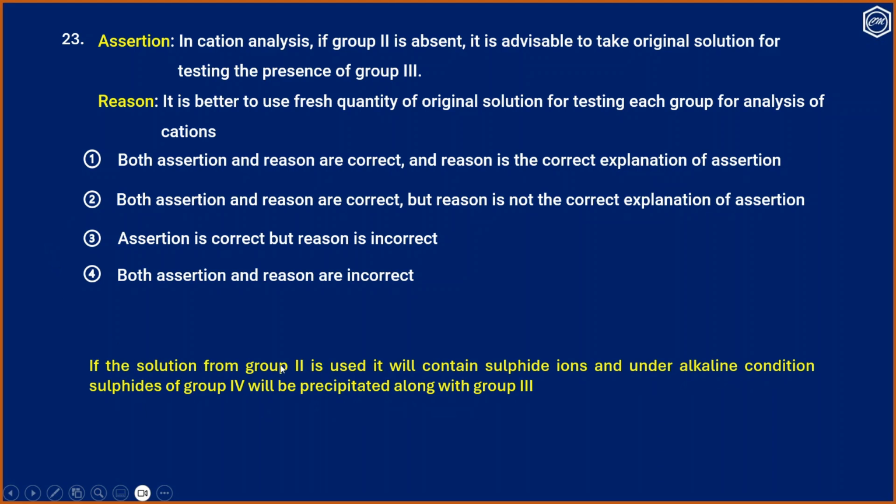If the solution from group 2 is used, it will contain sulfide ions. Under alkaline condition, sulfides of group 4 will be precipitated along with group 3. So therefore assertion is correct. The use of fresh quantity of original solution for testing each group for analysis of cations may not be possible when more than one cation is present. So reason is not correct. Hence the correct option is assertion is correct, reason is incorrect.